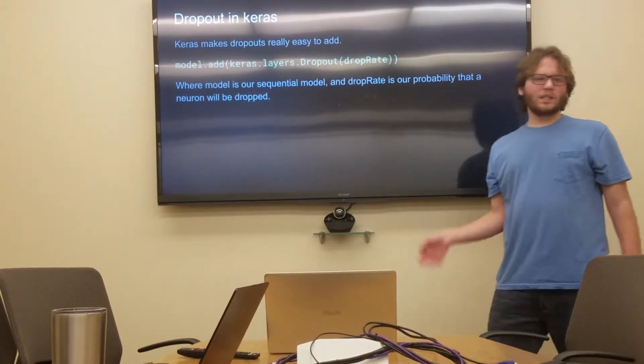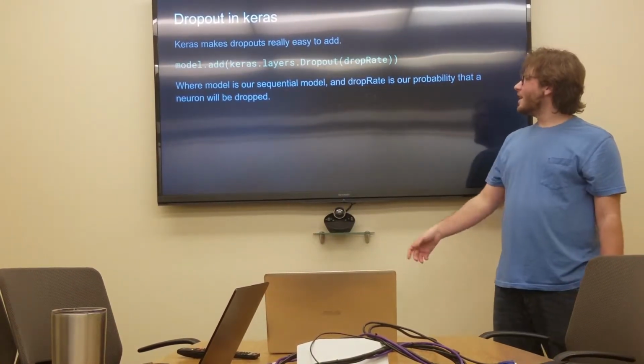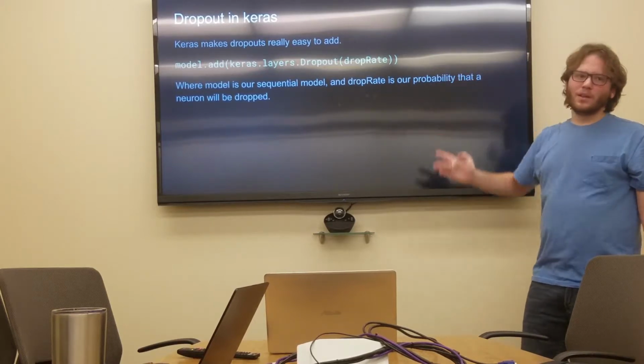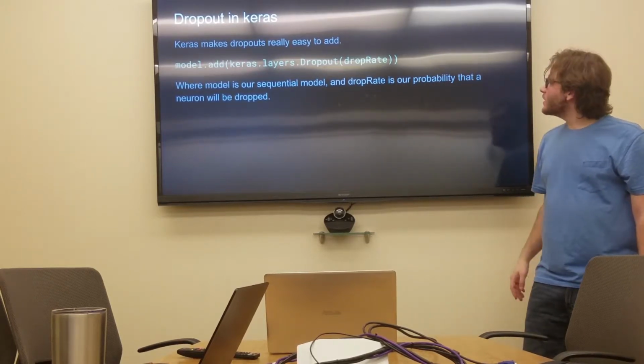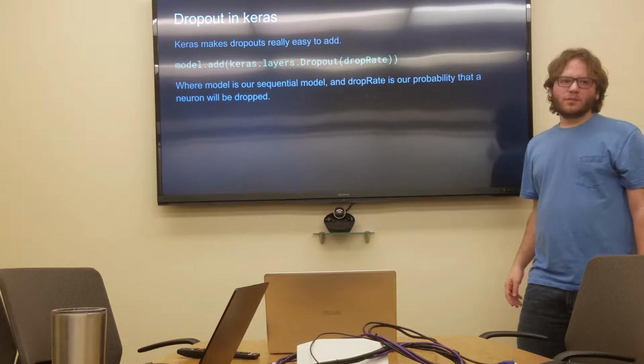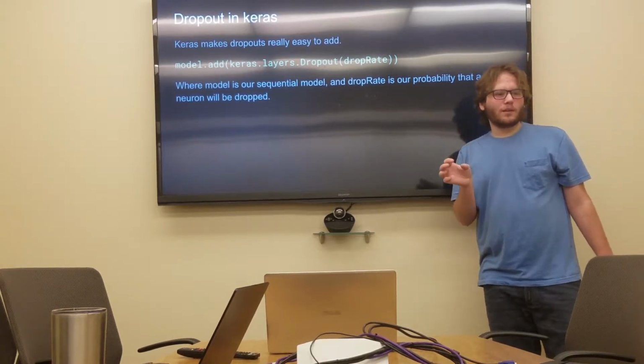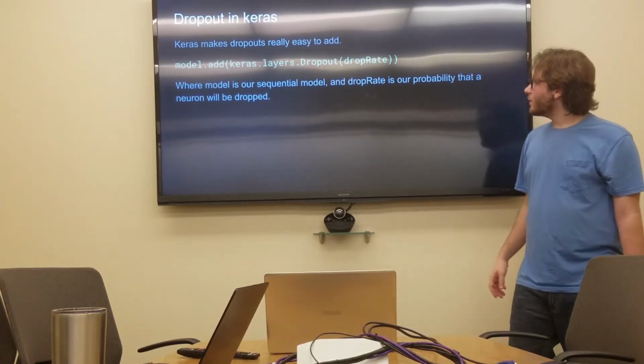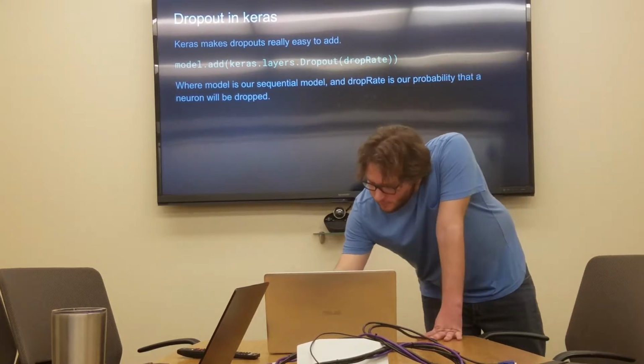And this is really easy in Keras because we can just add a layer that is a dropout layer, and it'll handle that for us. You can definitely have multiple of these in a network. You're going to want to have it like after convolutions and stuff. But it's a nice little addition.